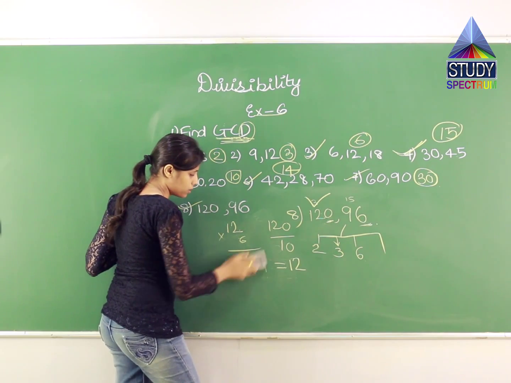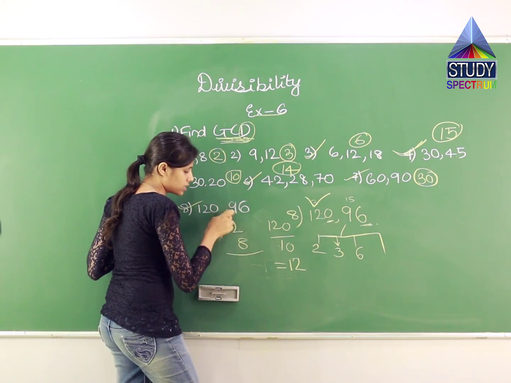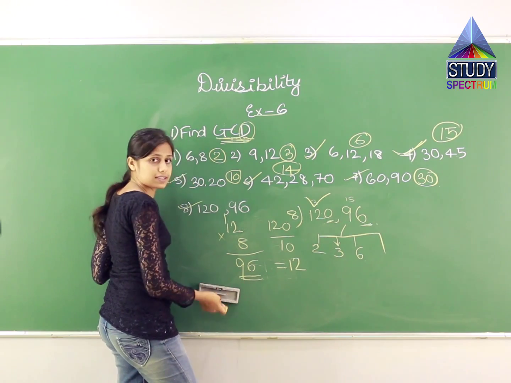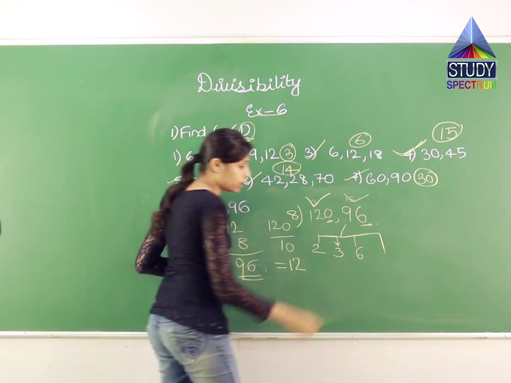I need a greater number. So let us check by 8. 8 1 are 8, 8 2 are 16. So 1 and 6, 8 1 are 8, 9, 96. Yes, 96 आता है, 120 भी आता है. किसके टेबल में? 12.